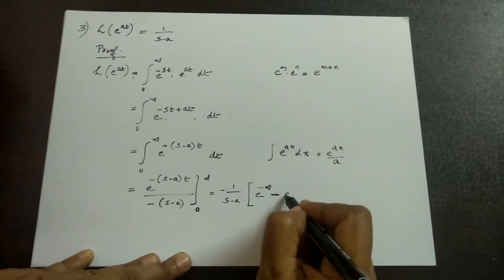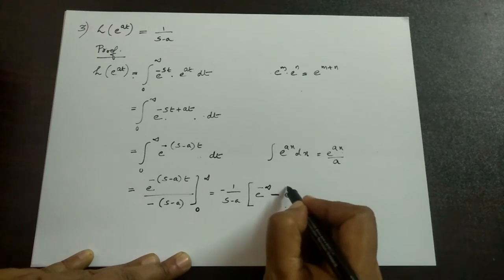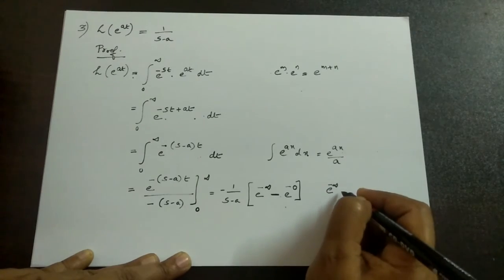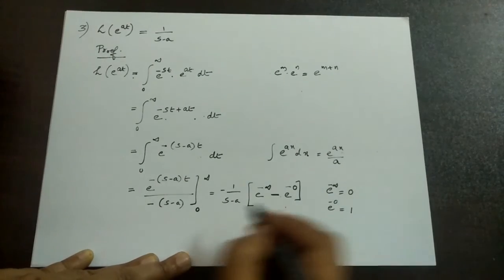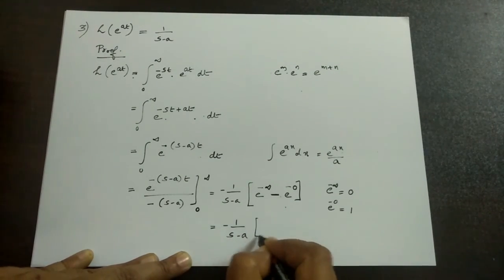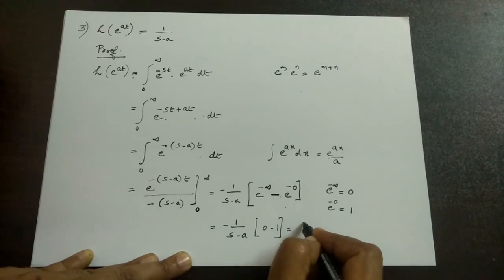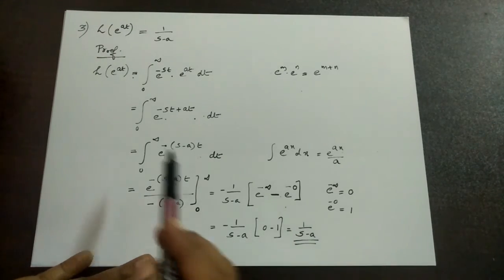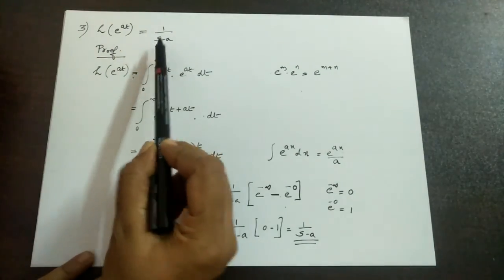Therefore, here we have e raised to minus of s minus a into 0 is minus 0. As we discussed in the previous, e raised to minus infinity is 0 and e raised to minus 0 is 1. Again, this can be written as minus 1 by s minus a into 0 minus 1. Minus 1 by s minus a into minus 1 becomes equal to 1 by s minus a. That means the Laplace transform of e raised to at is 1 by s minus a.